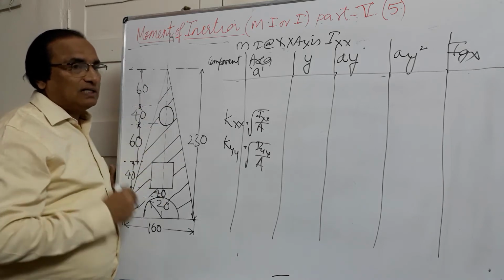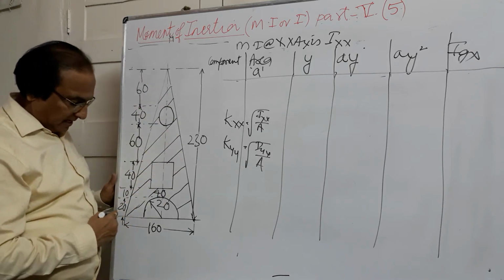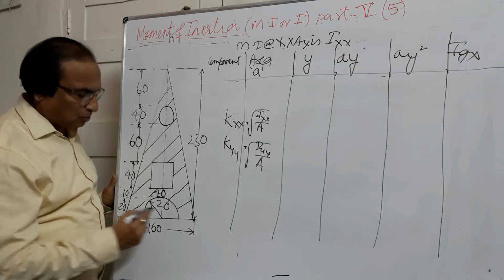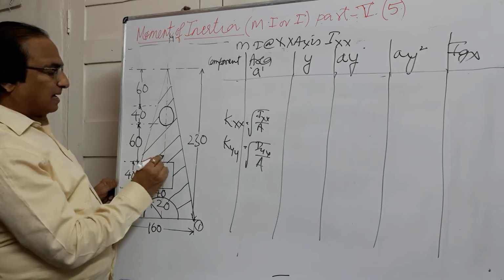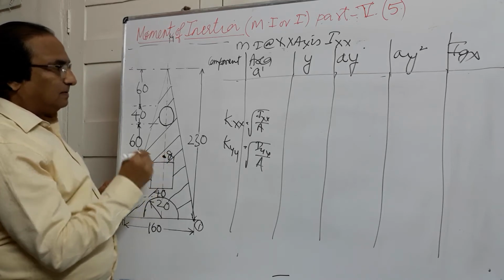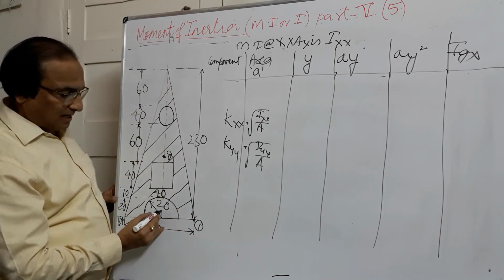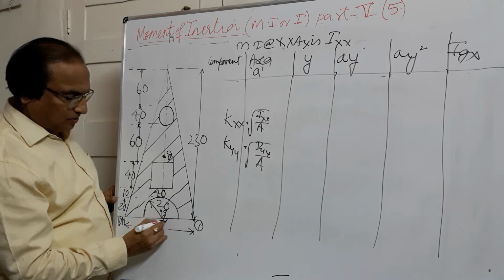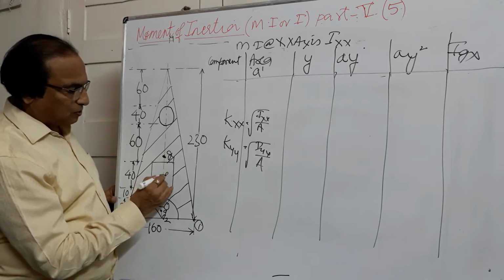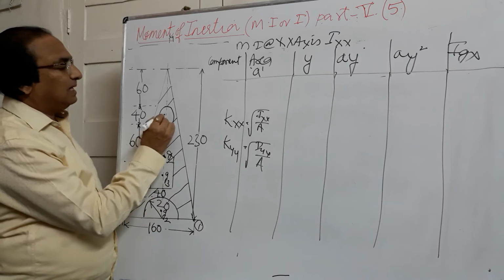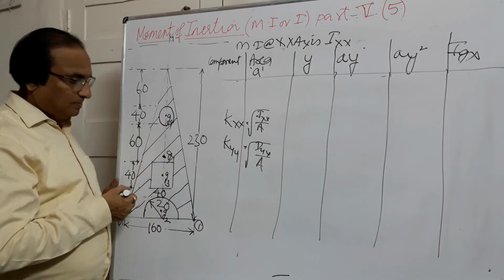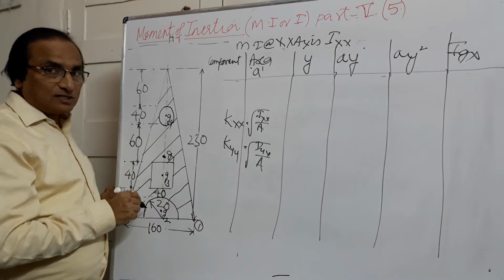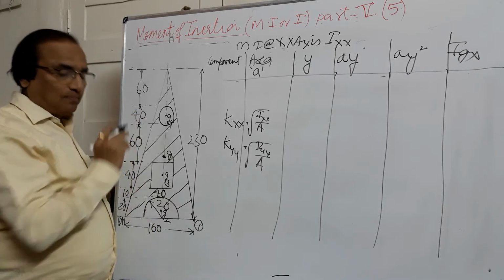So let us divide this figure into simple figures. If I take the reference axis at the bottom as 1-1, I'll take this big triangle as G1. From that I will deduct this semicircle G2. From that I will deduct this square G3. From that I will deduct this circle G4. So we have G1 minus G2 minus G3 and minus G4.